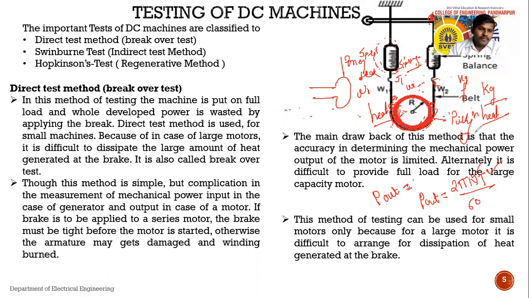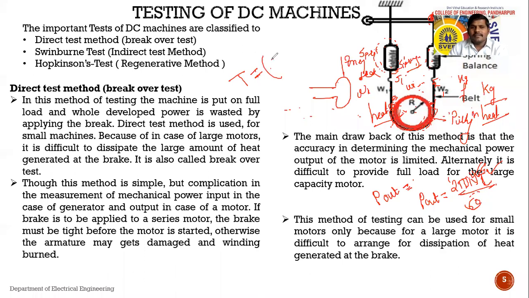Now by using this formula, that is 2 pi NT divided by 60, where N is the speed of the motor and T is the torque developed by the machine. This 2 pi is constant and 60 is also constant. And for the formula for calculating the torque, we have already conducted the same practical on a DC shunt motor as well as a DC series motor, and we have calculated the torque. What is the formula for calculation of torque? What is the formula for torque calculation?